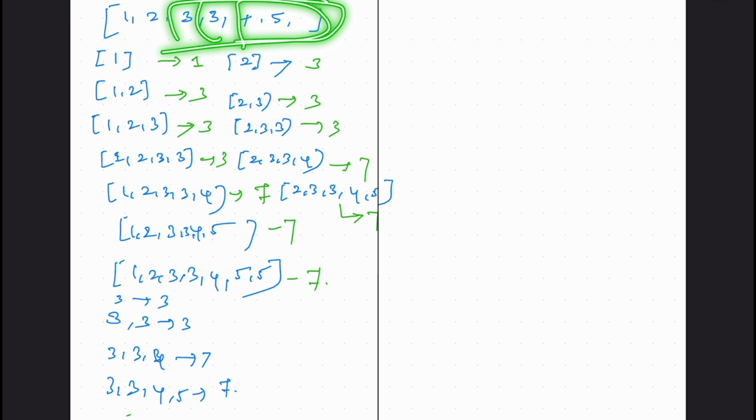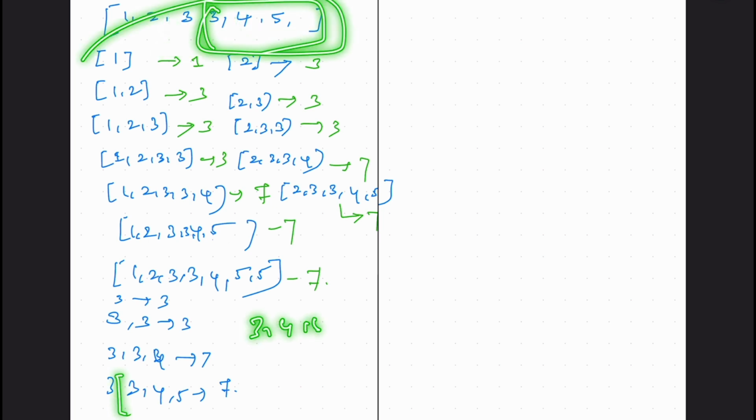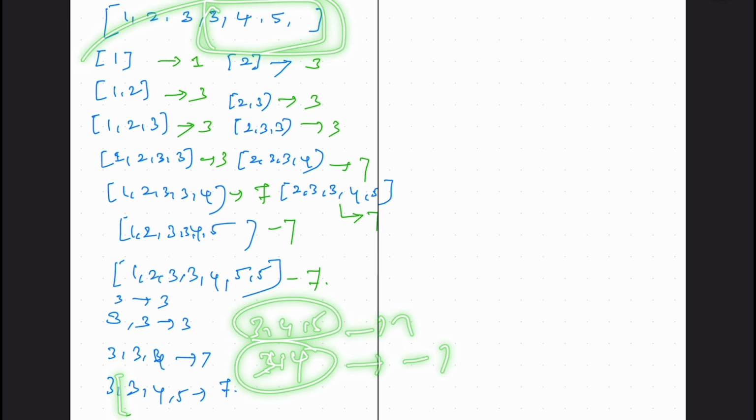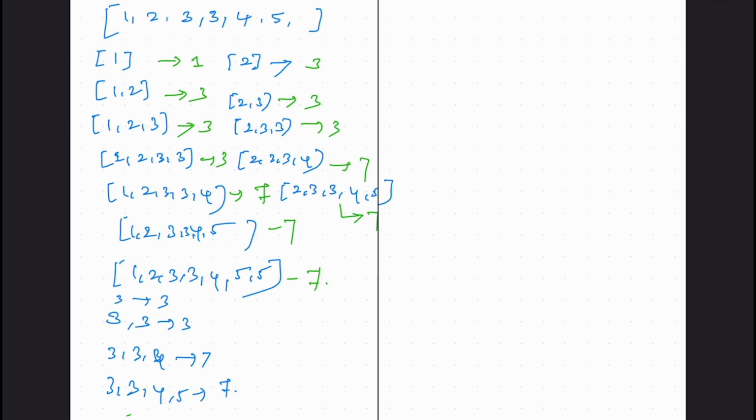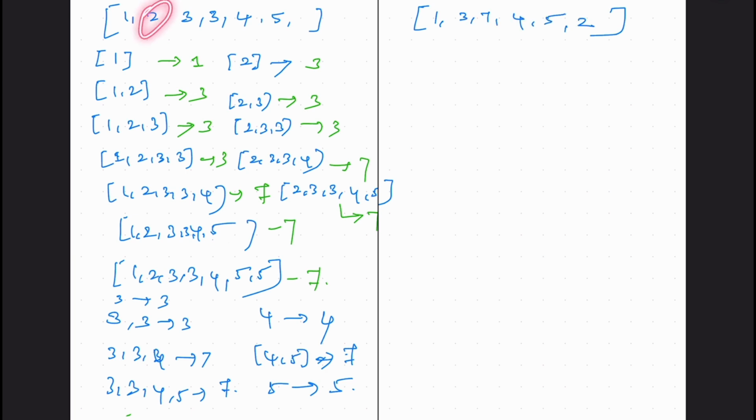Now we have taken all of this. Starting from this 3, we already have it, and it will also give us the same 7, 7. At the last, 4 gives us 4 separately, and 4 5 gives us 7, right? Now 5 separately will give 5. So now what are the unique values among these? 1, 3, 7, 4, 5.